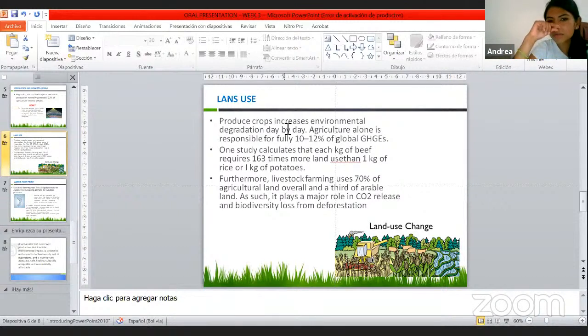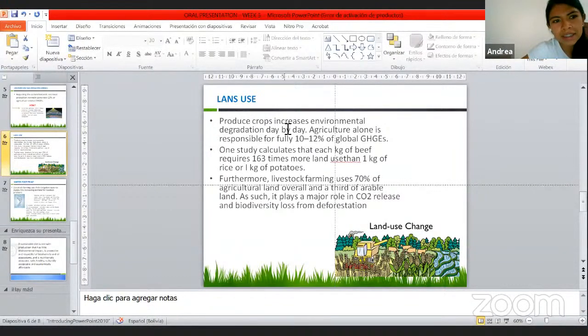Furthermore, livestock farming uses 70% of agricultural land overall and a third of arable land. As such, it plays a major role in CO2 release and biodiversity loss from deforestation.